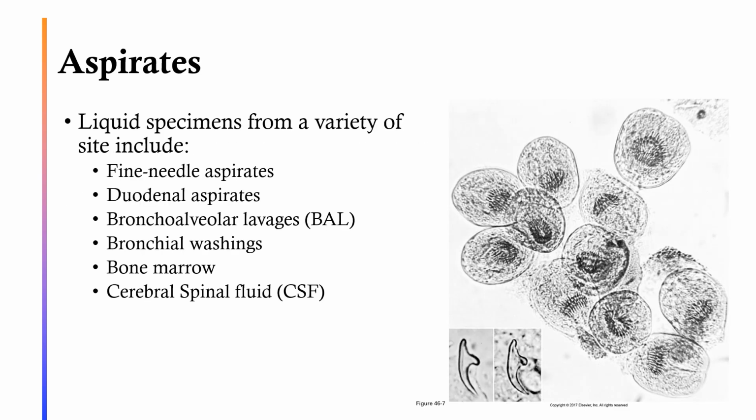Now we may utilize aspirates from various areas of the body. This can include fine needle aspirates, duodenal aspirates, some respiratory aspirates like BALs or bronchial washes, bone marrow, or even CSF.